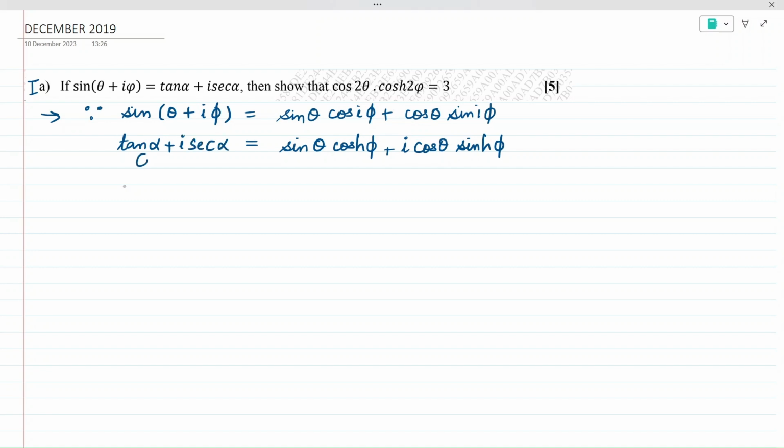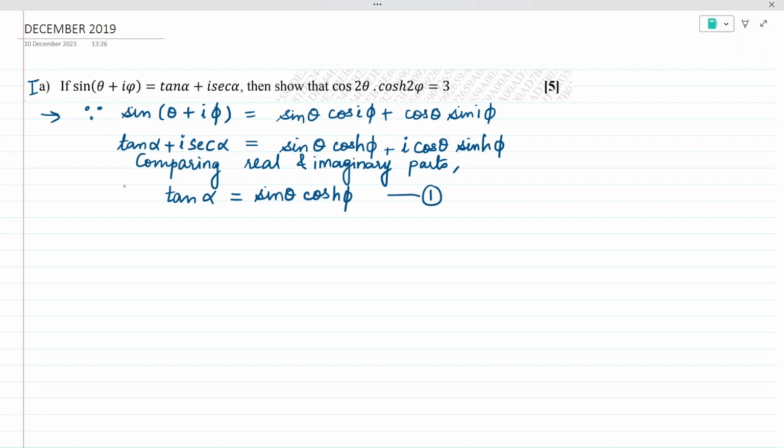So now we'll be comparing the real and imaginary parts. So let's compare the real and imaginary parts. This gives me that tan alpha, which is the real part on the left, is equal to sin theta into cos hyperbolic phi, which is the real part on the right hand side. I'll call this as equation 1. The imaginary part is sec alpha, which is equal to cos theta sin hyperbolic phi. That's equation number 2.